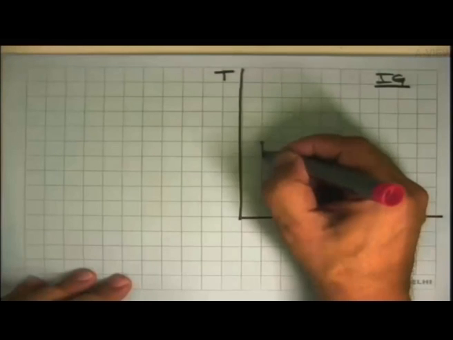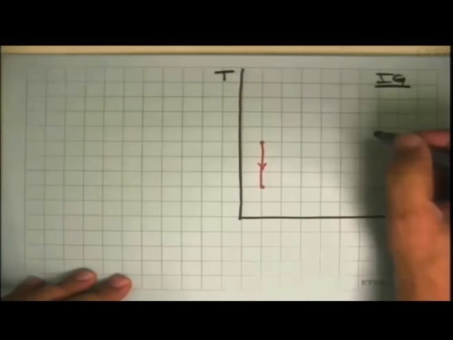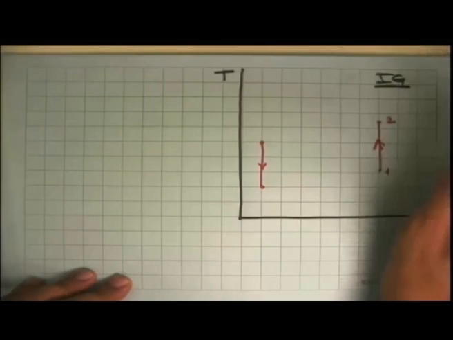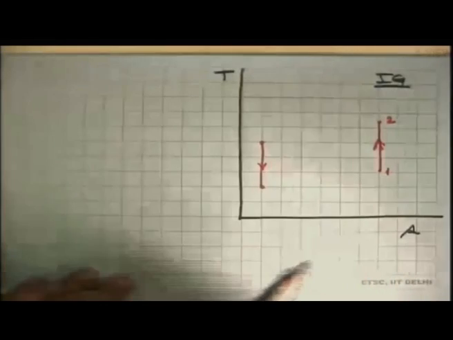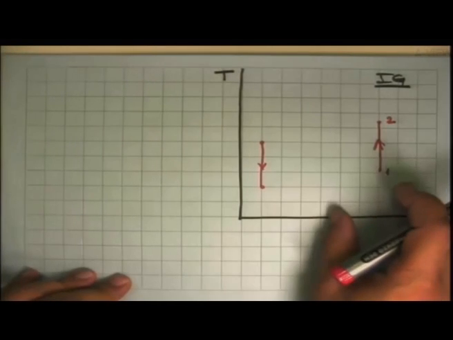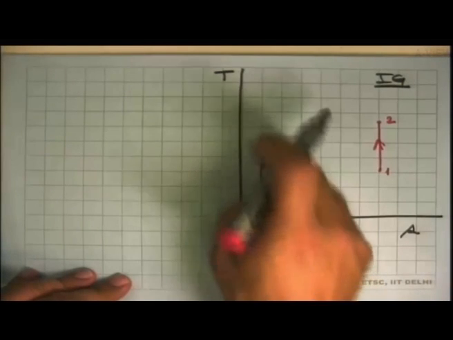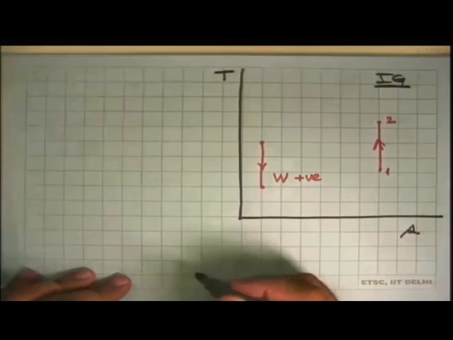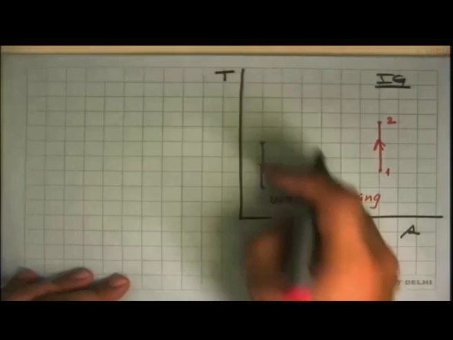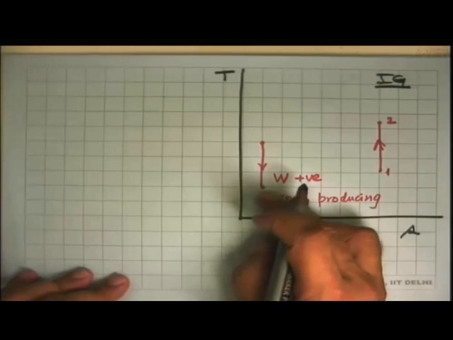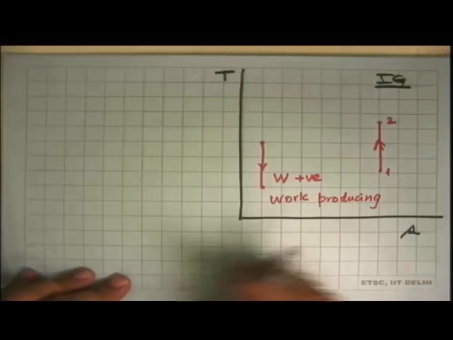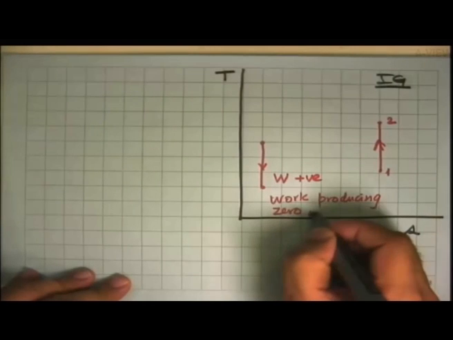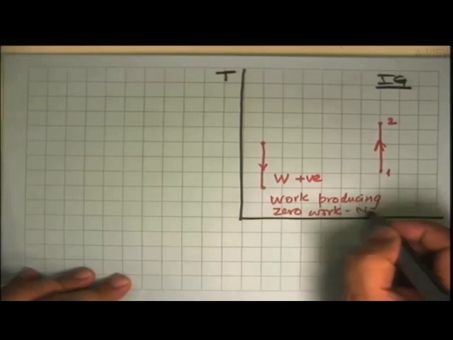So I could have a vertical line that goes like this from state 1 to state 2, or a line that goes from there to there. This is state 1, state 2. So you can do a very quick application of the laws that you learned, and you will find that for this process to happen, W is positive, that means the system does work, it's a work producing device. This could be expansion in a turbine, or expansion in a cylinder piston arrangement, or even as we saw one more case, zero work but a nozzle.